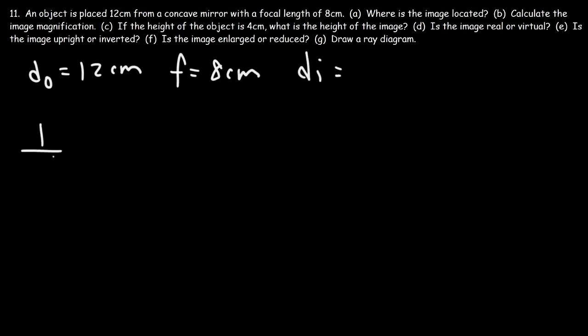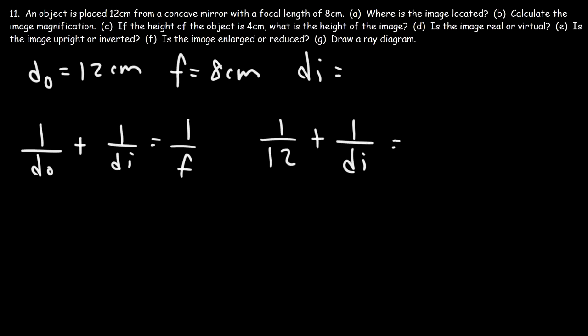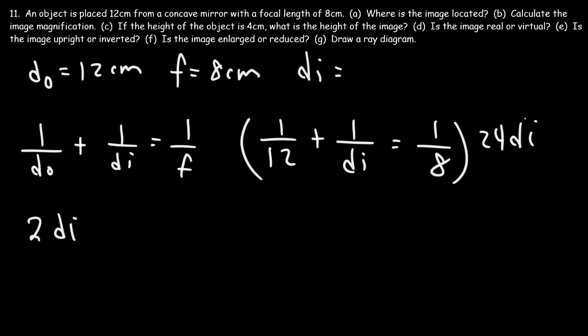And here's the formula that we can use. 1 over DO plus 1 over DI is equal to 1 over F. So we have 1 over 12 plus 1 over DI is equal to 1 over 8. The best thing to do is to eliminate all fractions. I recommend multiplying both sides by 24 DI, because 8 and 12 can go into 24. So 24 DI divided by 12, that's 2 DI. 24 DI divided by DI is just 24. And 24 DI divided by 8 is 3 DI.